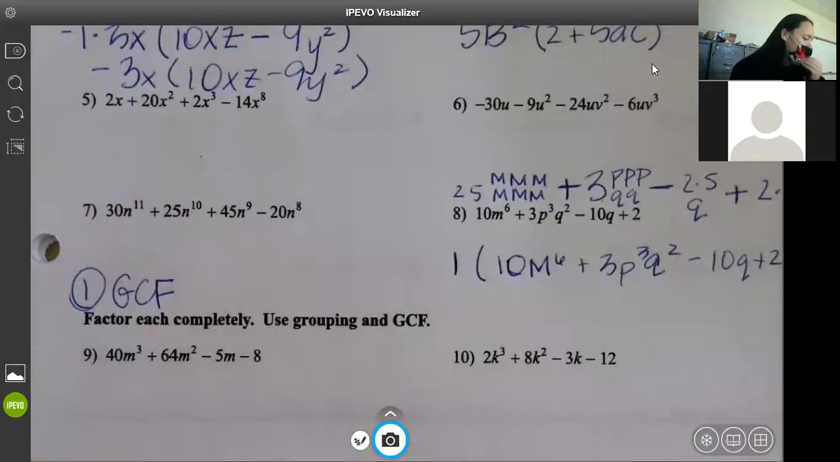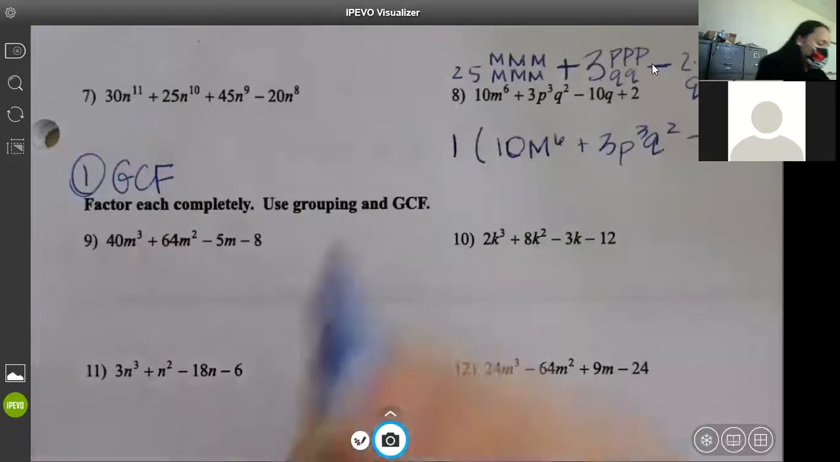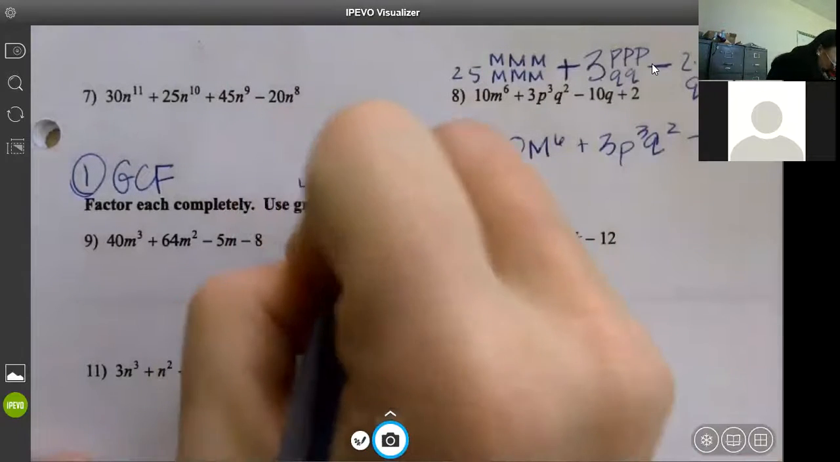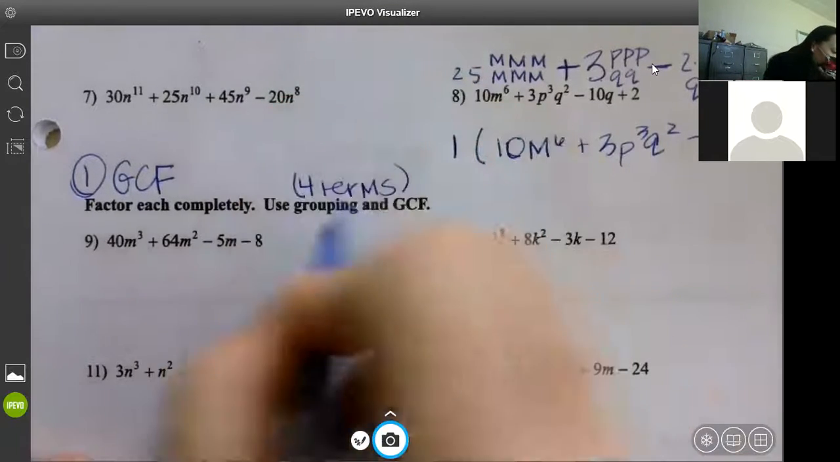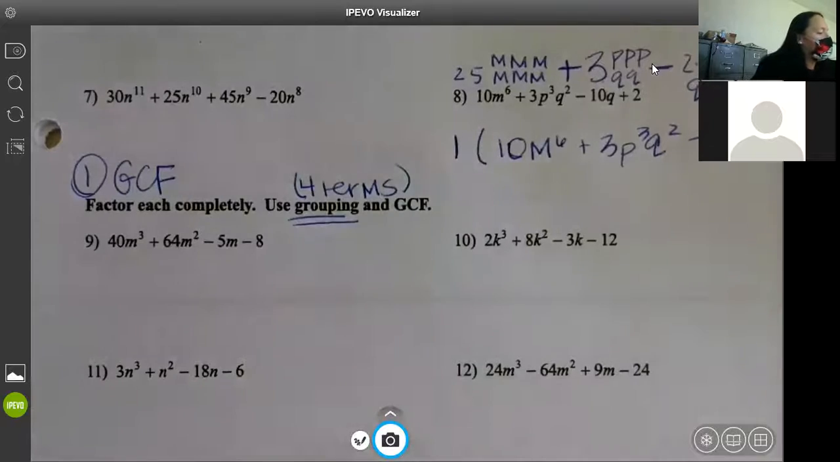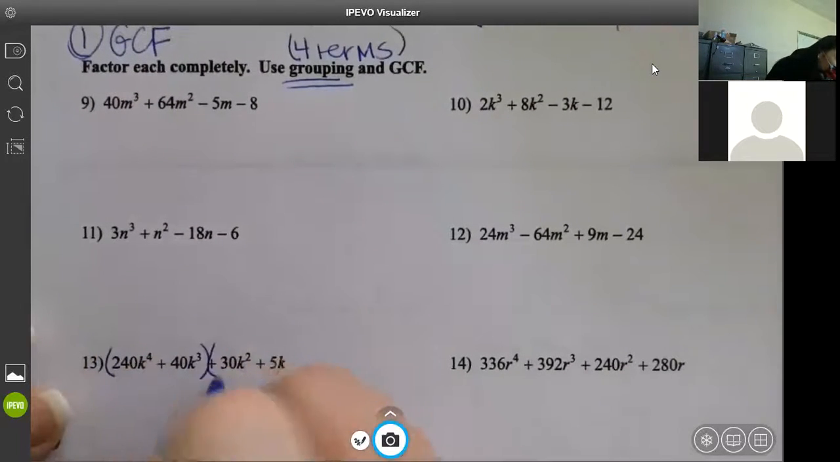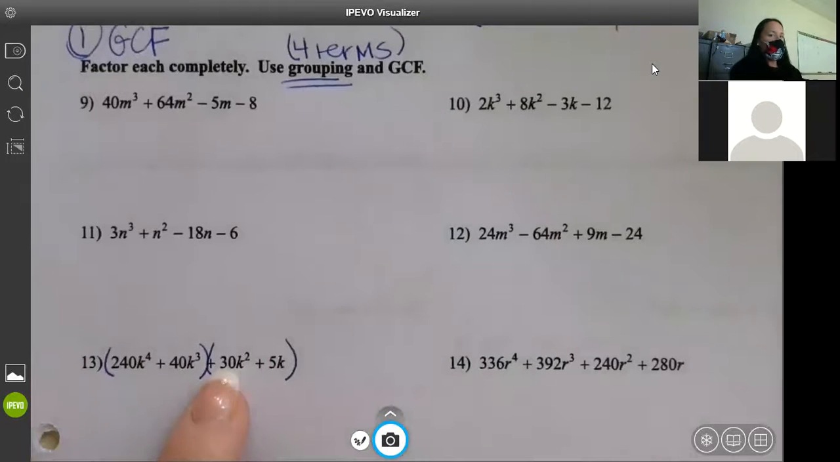All right, so factor each completely, use grouping and GCF. So if we have 4 terms, we do grouping. 4 terms, we do grouping. What does that mean? Let me see. I'm going to start with 13 since it's all positives, okay? Start 13. We group the first 2 and the last 2, and I always keep that sign with that first number right there, okay? So that middle sign goes with the next to last number. Do GCF with each set of parentheses.